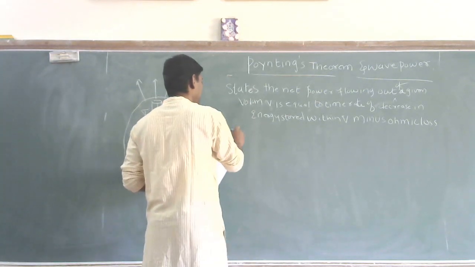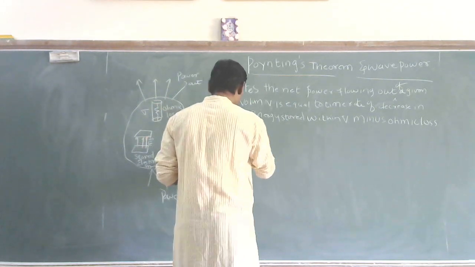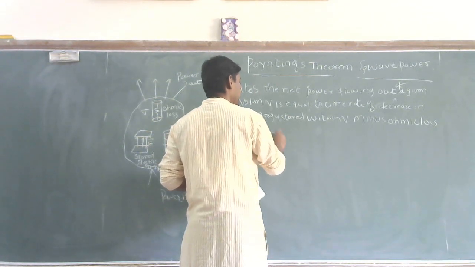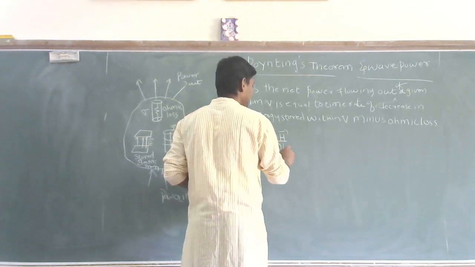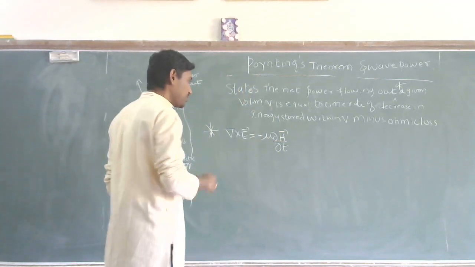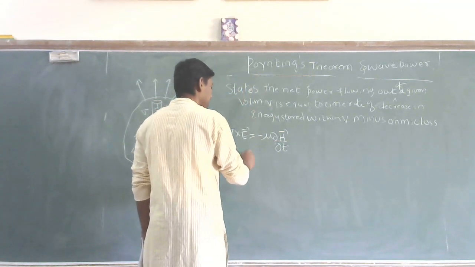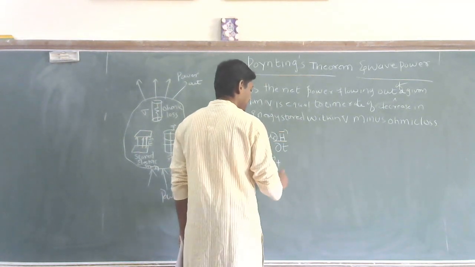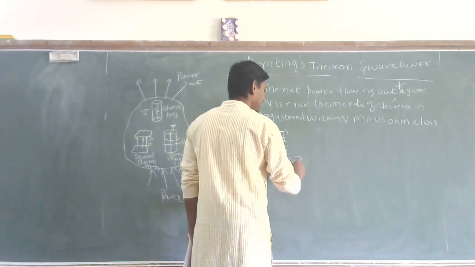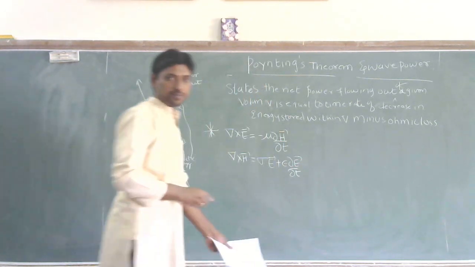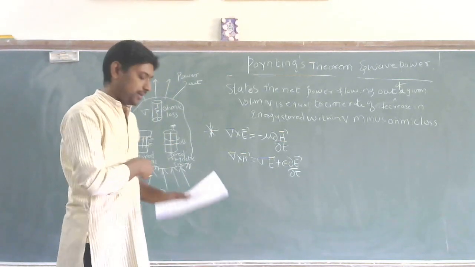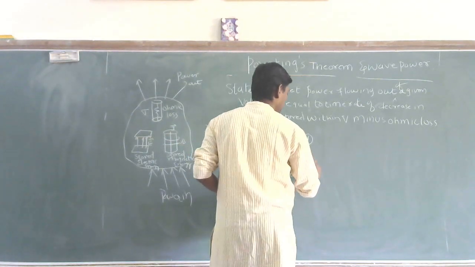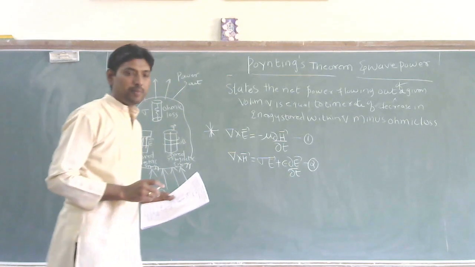So we know that we have Maxwell's equation, del cross E is equal to minus dou B by dou t. In terms of the H field, I can write it as minus mu times dou H by dou t. And similarly, del cross H is equal to sigma times E plus epsilon times dou E by dou t. So let me call this equation number 1, and let me call this equation number 2.